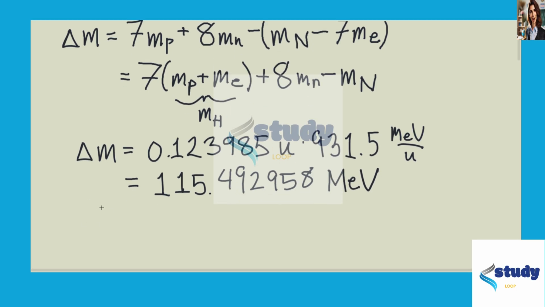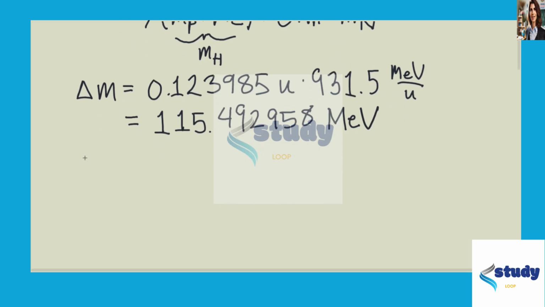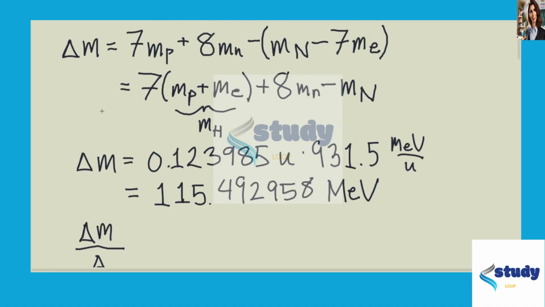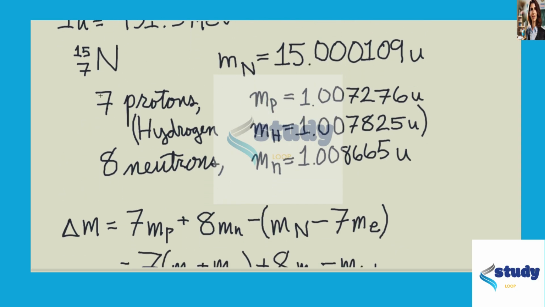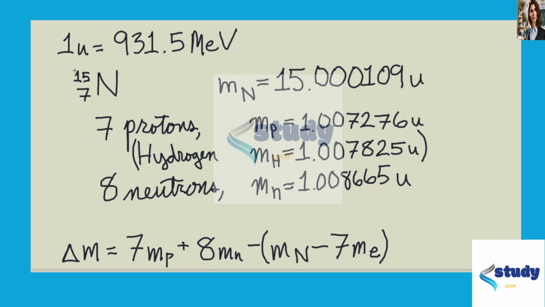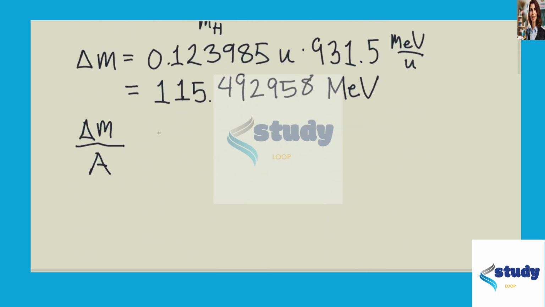The problem, though, asks for the total binding energy per nucleon. So this delta E that we've calculated, in megaelectron volts, we need to divide by the atomic mass number of the element in question, this nitrogen isotope. That atomic mass number is this 15 in the subscript.